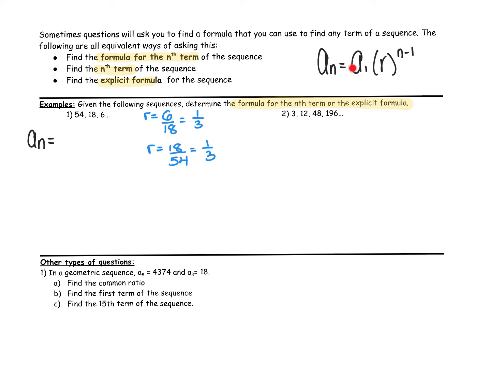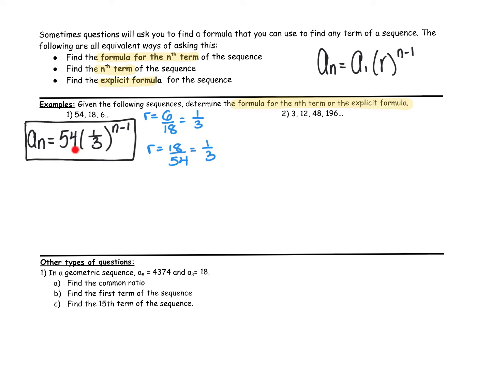So here is my first term. In the sequence, my first term is 54. So 54 times. Next comes r, my common ratio. Here my common ratio is 1/3. And again, my exponent, we leave n alone, so n minus 1. Now, an explicit formula for geometric is super easy. We're done. We leave it just like this.